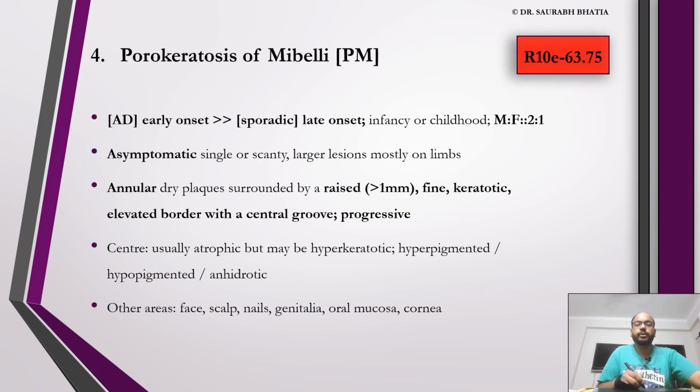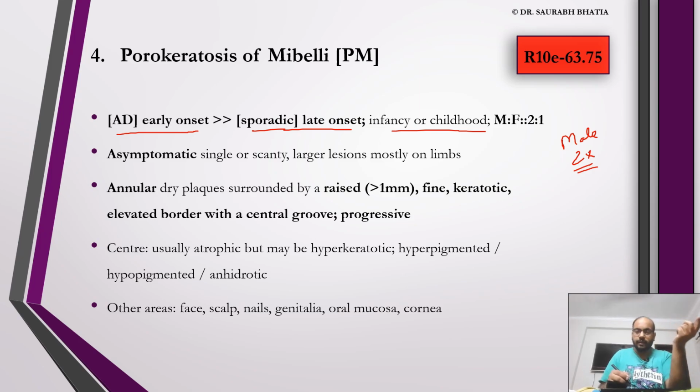Now coming to the fourth entity, porokeratosis of Mibelli, an important porokeratotic disorder after DSAP. So autosomal dominant. If it is autosomal dominant, you have an earlier onset of disease. But there are sporadic cases in which you have a late onset. So it can occur mostly in infancy or childhood. But here, males have twice the probability of developing porokeratosis. Remember DSAP: in DSAP, females were twice as implicated in porokeratosis. Here, the ratio is reversed. Males are twice as common. So remember this ratio: M for Mibelli, M for males.